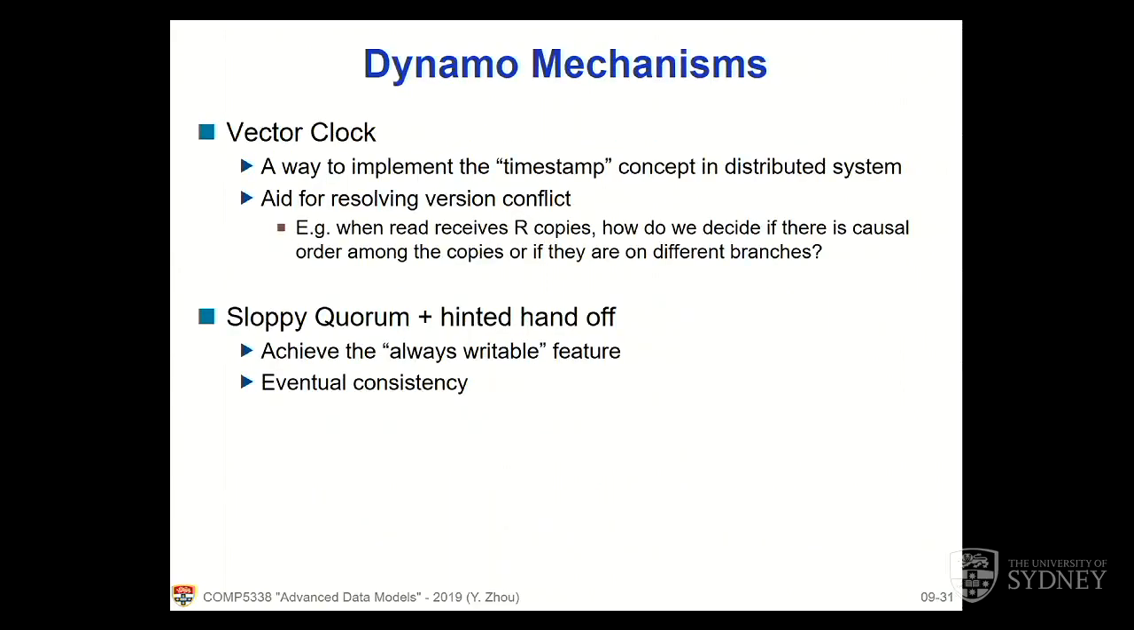Okay, so let's see how this is implemented in Dynamo. One is, how do we implement the timestamp? That's called the vector clock. It's a way to implement the timestamp concept in a distributed system. It's not a single value, because it's usually pretty hard to synchronize all the clocks. It also aids in resolving version conflicts. The idea was proposed a long time ago, and Dynamo just proposed a way to implement it. That has been a classic question in distributed systems: how to sort events in order.